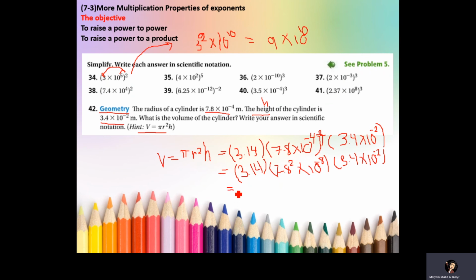So just take these, multiply them after you fix this one. So 7.8 to the power 2, which is equal to 60.84 times 10 to the power -8. Drop the rest of the numbers that you have.